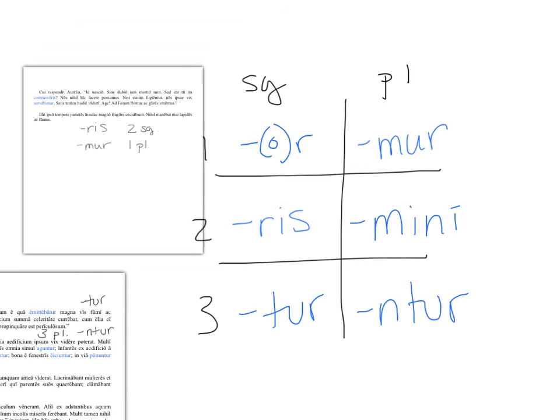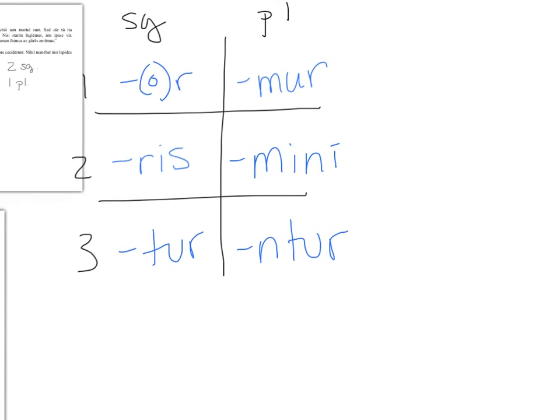So practice those, saying those with me. "Or, ris, tur, mur, mini, ntur." All right, so hopefully you feel slightly comfortable now that you've said those a few times.